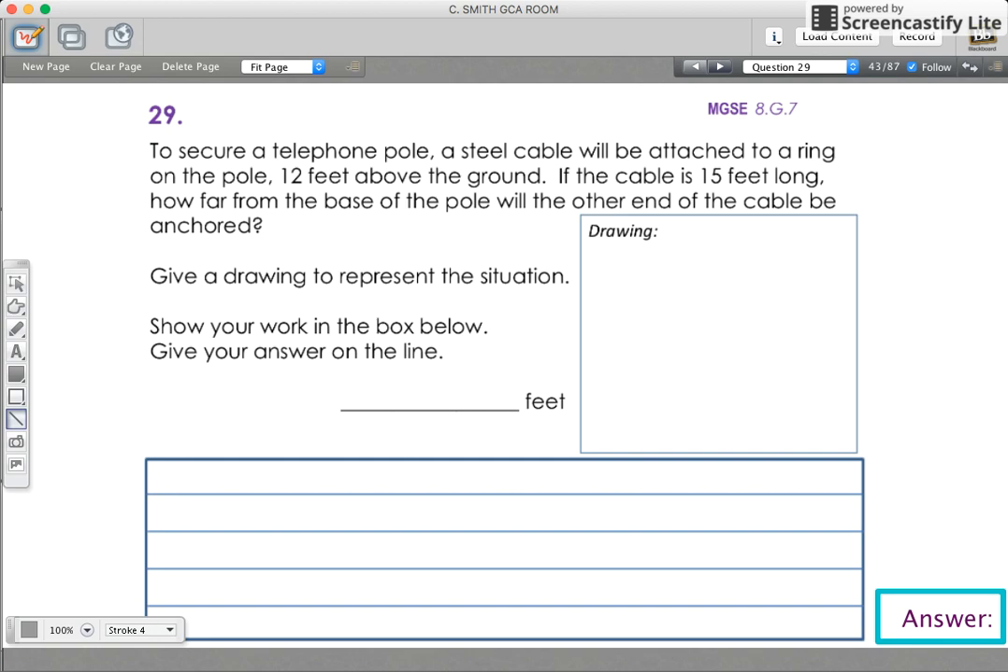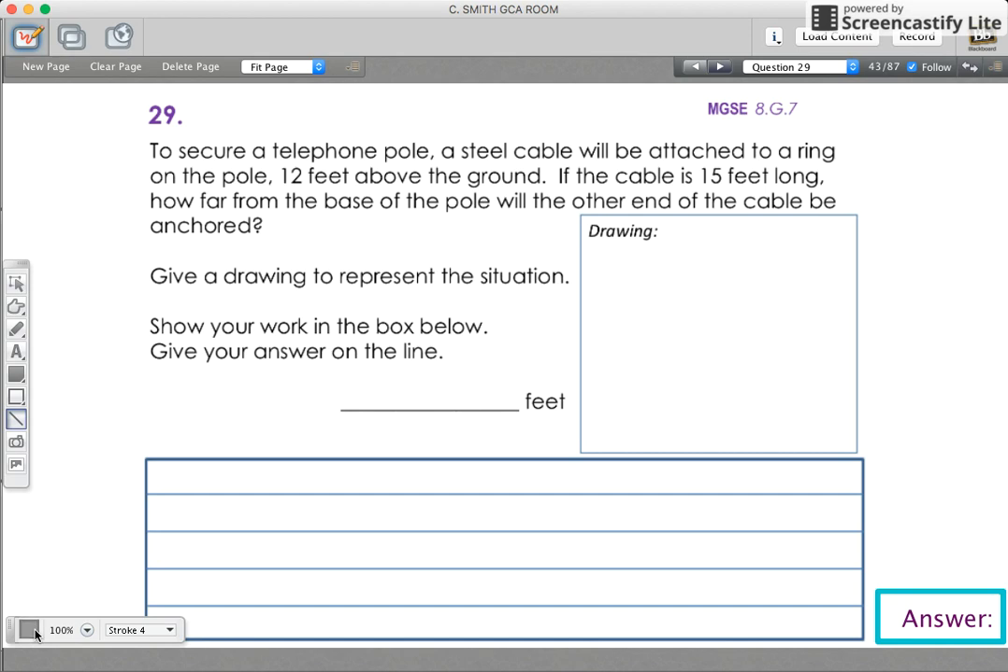Question 29 says, to secure a telephone pole, a steel cable will be attached to a ring on the pole 12 feet above the ground. If the cable is 15 feet long, how far from the base of the pole will the other end of the cable be anchored? Give a drawing to represent the situation. Show your work in the box below and give your answer on the line.